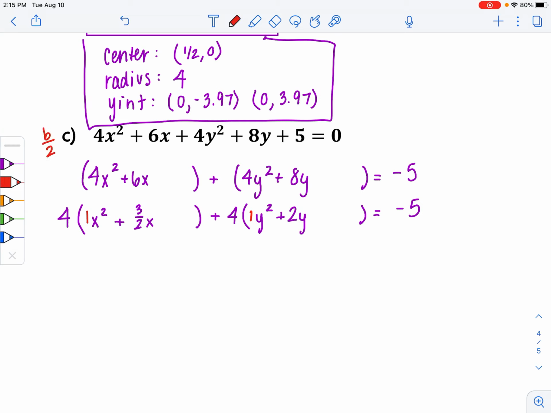Let's complete the square. So b divided by 2 squared. For the first term, you have 3 over 2 divided by 2 squared. Well, 3 divided by 2, square it. Ooh, here we go. You get 9 over 16. Well, yeah, you added 9 over 16, but it also has to be multiplied by 4. So right here, I really added 4 times 9 over 16, which is the same thing as 9/4.